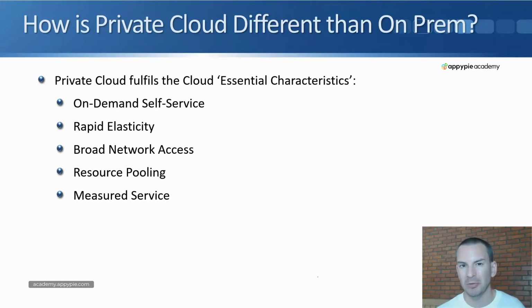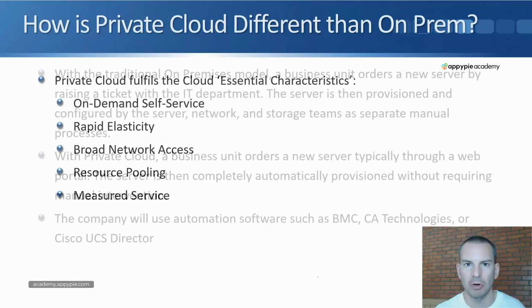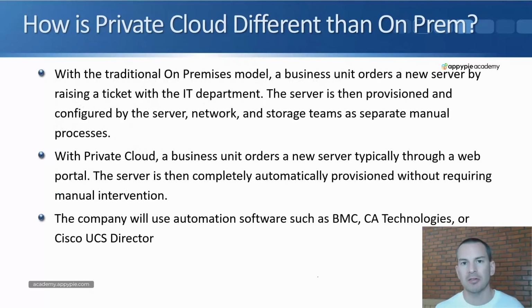That's different than would happen with a traditional on-premises model where everything would be done manually, and typically it would take a week or more to get the server up and running. So with private cloud, it's different than on-premises in that we've got all of those characteristics. So just like with public cloud, when the business unit provisions a virtual machine, it's all going to be done in the back end automatically. That's going to be using automation software like BMC, CA Technologies, or Cisco UCS Director. Now, there's a lot of other automation software available, and also if the company's big enough, they might even end up developing it themselves.